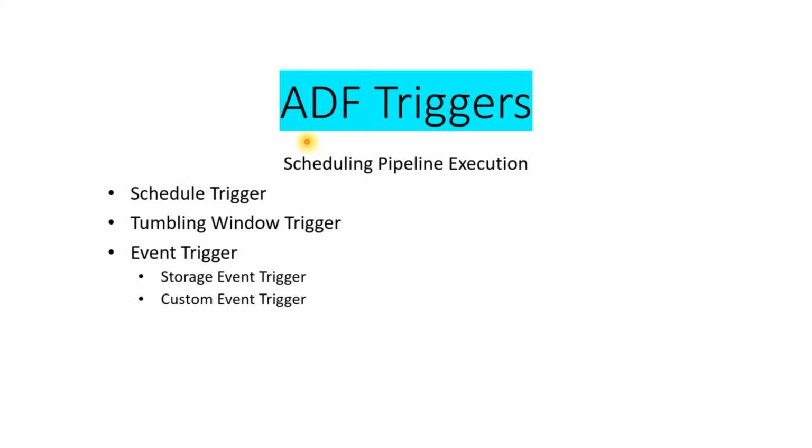Now let's get started with triggers. Data Factory provides scheduling ability using triggers. You can create triggers and attach them to pipelines so that pipelines are executed as specified in the trigger. There are three types of triggers in Azure Data Factory: schedule trigger, tumbling window trigger, and event trigger. Event trigger also has two types: storage event trigger and custom event trigger. So let's have a look at each of them in brief.